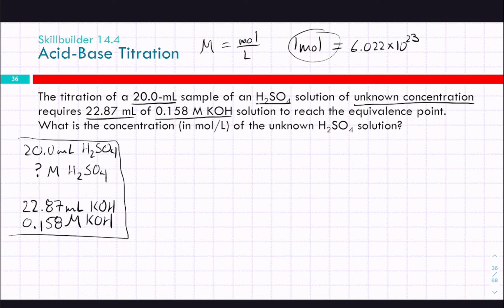So the moles is the number of hydroxides that we've used. So how do we find the moles of hydroxide that we used? If we have molarity, that's moles per liter, and we have the milliliters of potassium hydroxide. So I'll convert the potassium hydroxide: 22.87 milliliters is 0.02287 liters of KOH.